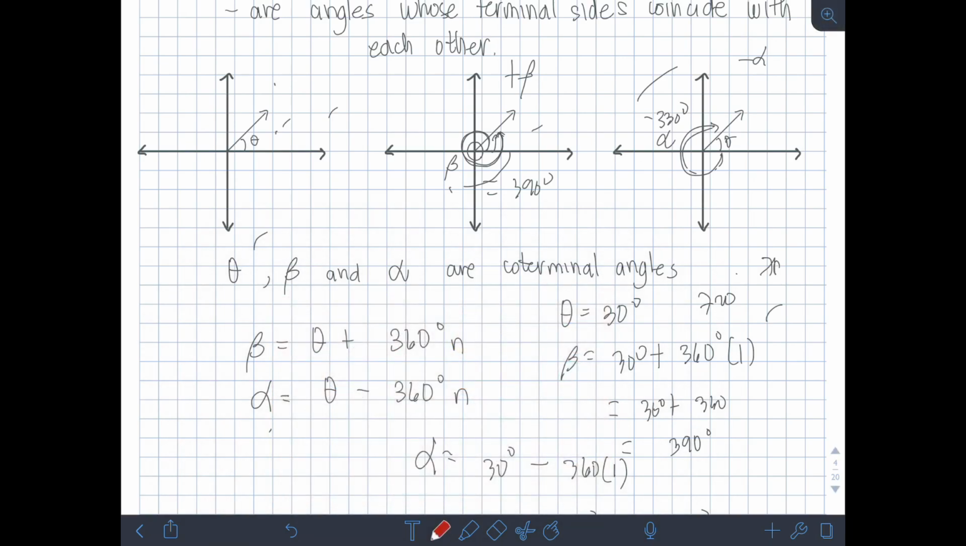So, dalawang rotation na yon. So, 1, 2, tapos yan na, terminal position. Same as dito, 1, 2. Okay, so, pwede kayong mag-set ng value ng n na more than 1.